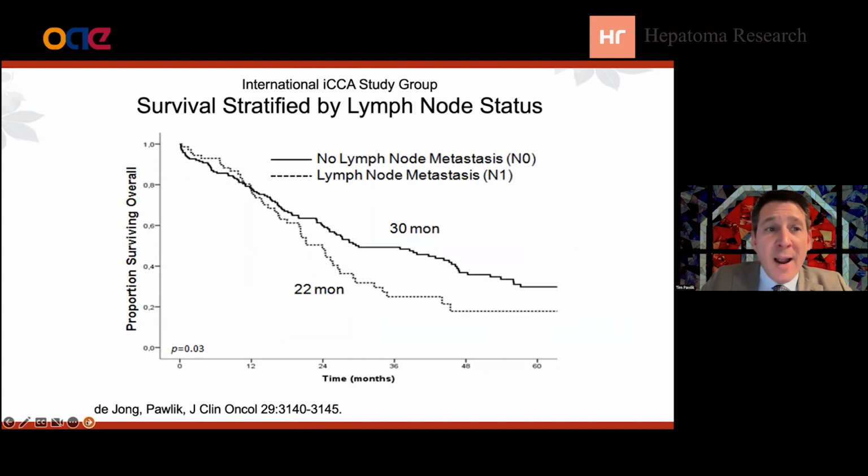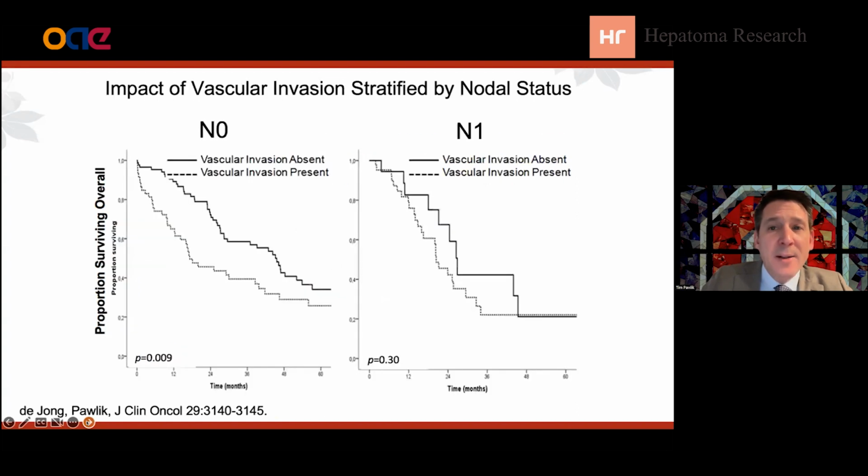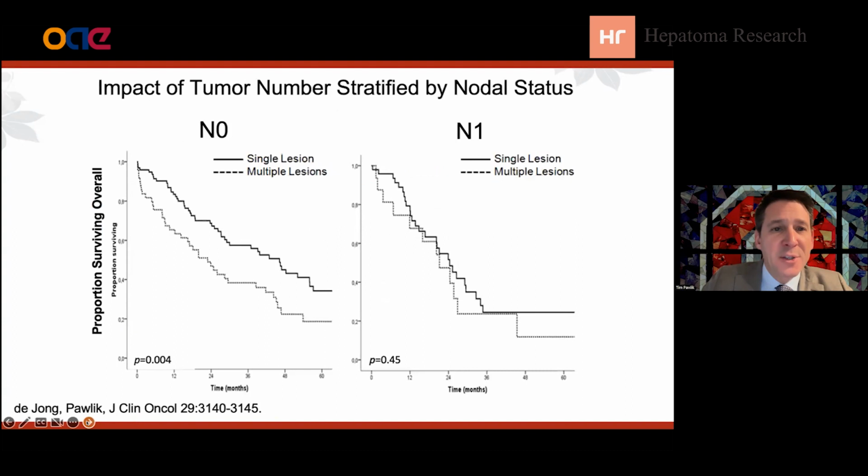And therefore, we recommend that every patient undergo routine lymphadenectomy for intrahepatic cholangiocarcinoma. Because similar to pancreatic cancer and colon cancer, understanding the lymph node status of patients is critically important to their overall prognosis. And in fact, for those patients who have N1 disease, what's really driving their survival is the fact that they have nodal metastases, not their T category characteristics such as vascular invasion or unifocal or multifocal disease.